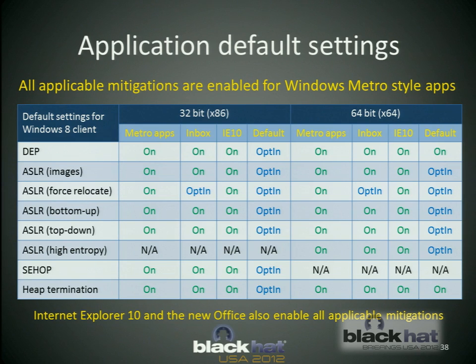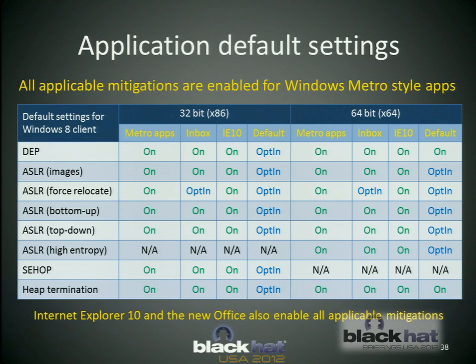In addition, the majority of the inbox applications, these are the applications like Calc and Notepad and other things that are included in Windows 8 by default. In the majority of cases, the mitigations are all turned on there. The one exception is the Force ASLR feature, which is still an opt-in feature. Applications still have to turn this on themselves. And again, that's for performance and compatibility reasons.